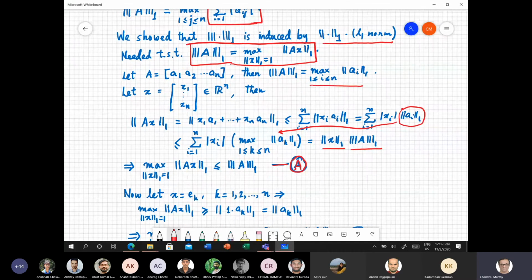Then conversely, if you choose specific values of the vector x, specifically if I take Ek to be the vector with zeros everywhere except a 1 in the kth position.